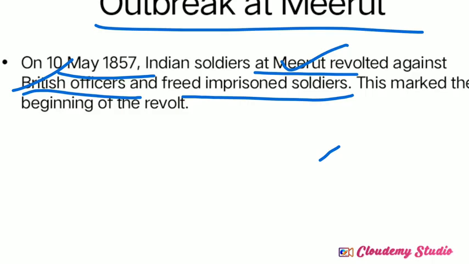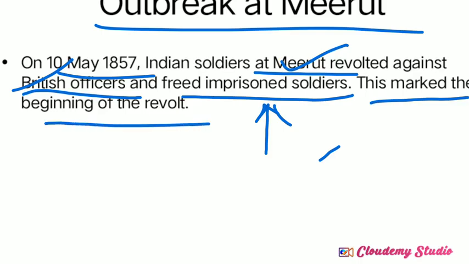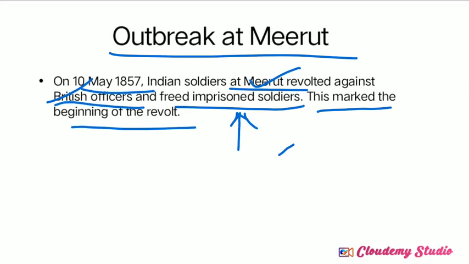Not only did they revolt against the British officers, see, the Britishers had given imprisonment to a lot of Indian soldiers who refused to use the greased cartridges. So all the Indian soldiers fought against the Britishers and freed the imprisoned soldiers. This marked the beginning of the revolt of 1857. The outbreak at Meerut, the Meerut incident, also played a very important role in beginning the revolt of 1857.